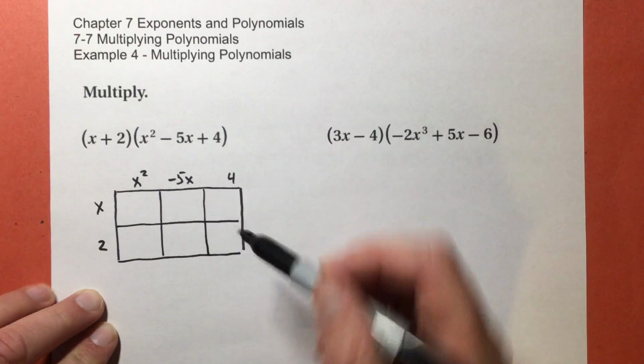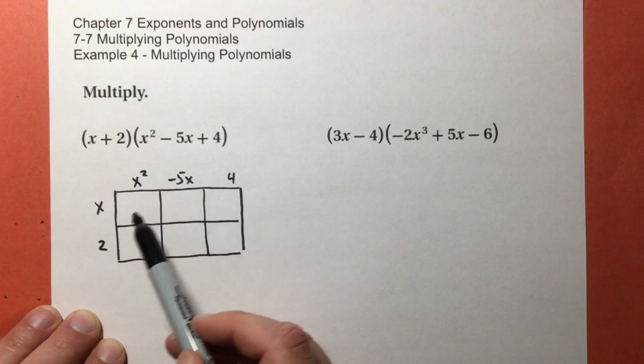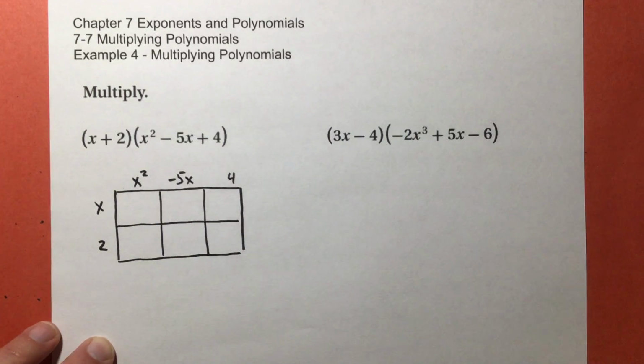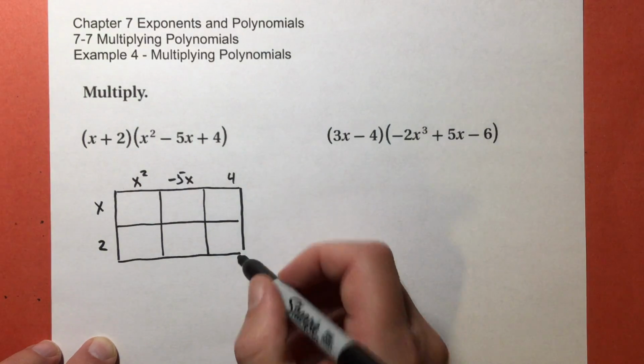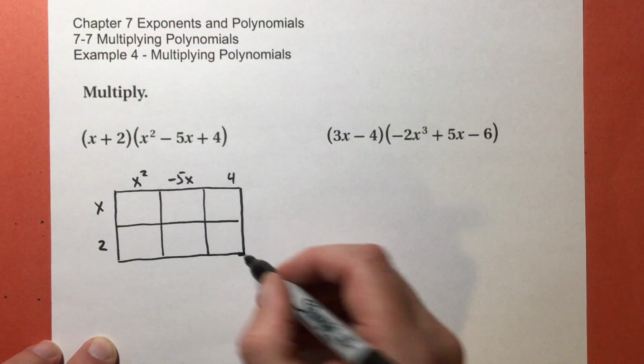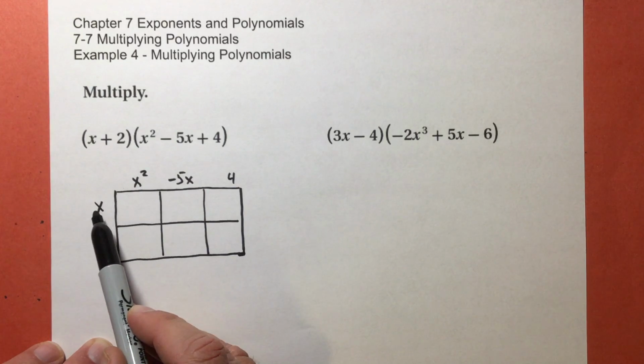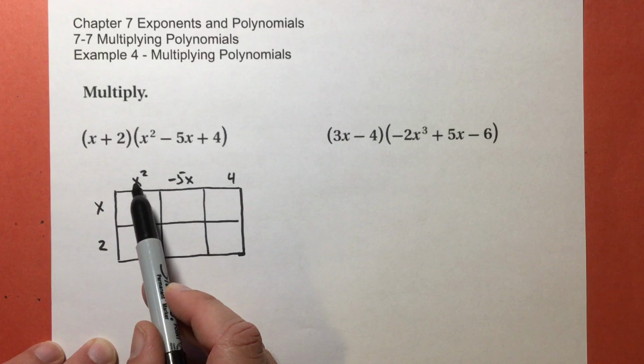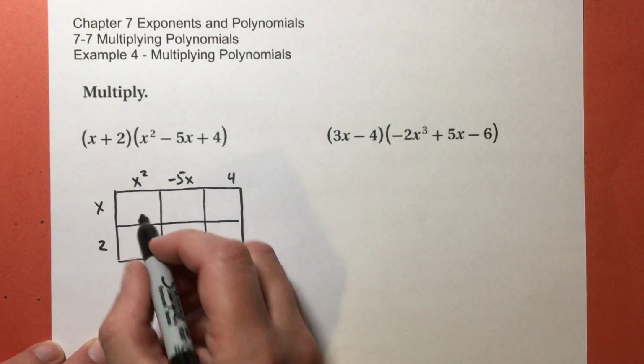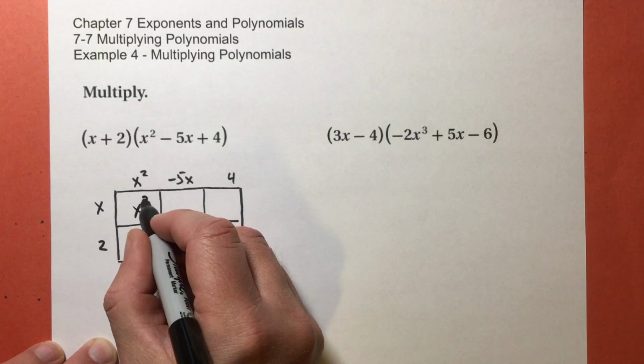And this time, I have 2 by 3, so I've got 6 boxes to fill in. But everything else goes the same as we learned before. In this box, I go to the left and I go above. x times x to the second power, 1 plus 2 equals 3. So I get x to the third power.